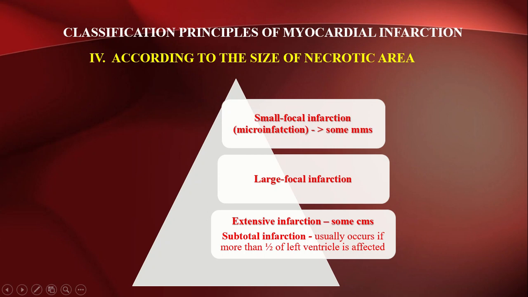And the fourth principle, according to the size of the necrotic area. We classify three types. The first, the small focal infarction or the microinfarction, where the size of the necrotic area is less than some millimeters. Then large focal infarction and extensive infarction, where the size of the necrotic area can sometimes reach some centimeters. But subtotal infarction usually occurs if more than half of the left ventricle is affected.